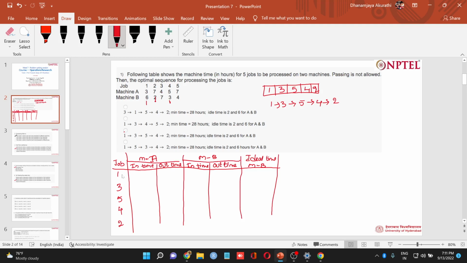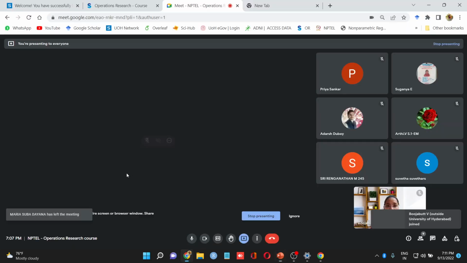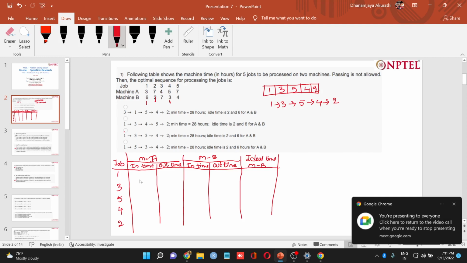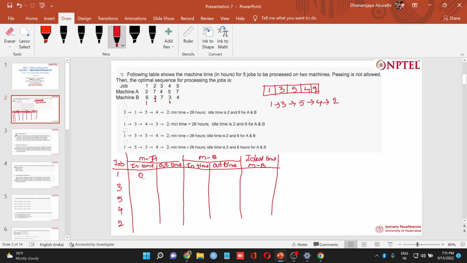So for the first case, mission 1 is processing. Initially, before entering into the missions, the in time is 0. Mission A for job 1 is processed for 3 hours, here time is in hours. So the out time is from 0 to 3 hours, 0 plus 3 is 3. Mission A is relieved after processing 3 hours for job 1.